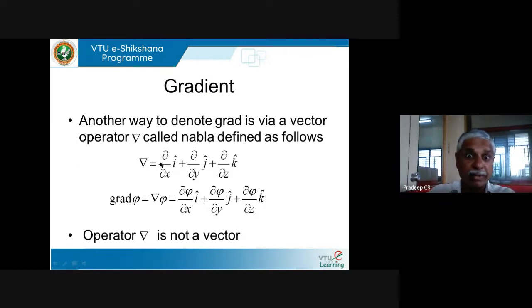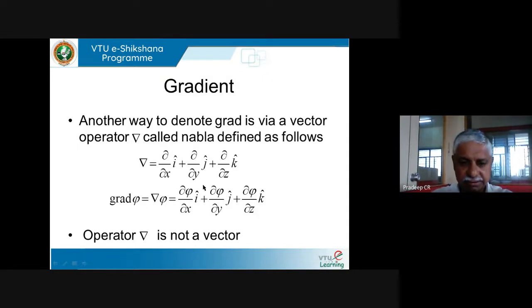It's a vector operator. That means if you give me a scalar function, and I operate NABLA on that, the answer will be a vector. Like d by dx of cos x is another function, so d by dx operates on a function and gives me back a function. Similarly here, NABLA operates on a scalar function and gives me a vector. A vector field, actually, because at every point I can find grad phi.